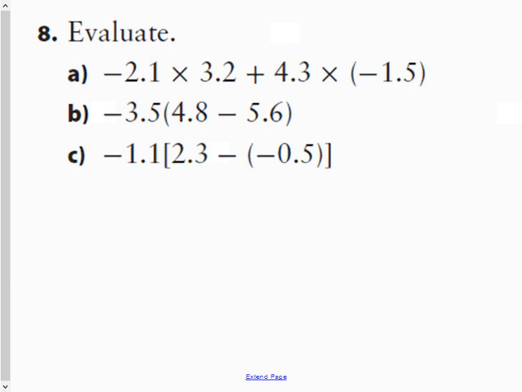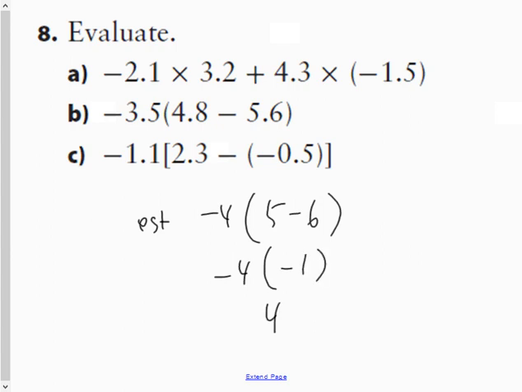B. My estimation for B will be negative 4 multiplied by 5 take away 6. Do my brackets first. So 5 take away 6 is negative 1. And negative 4 times negative 1 is 4. So when I estimate it, I say my estimation will be approximately positive 4.